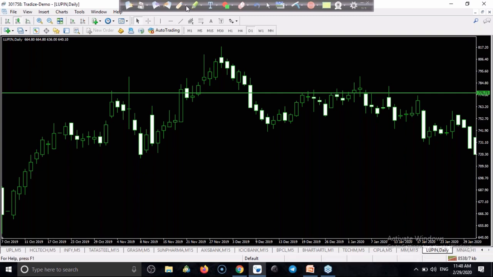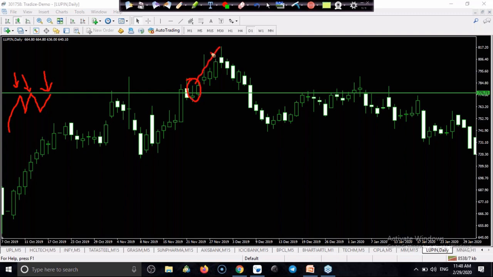Now I can see this is the resistance line, right? We all know this is the resistance line. There were multiple rejections in this area in our previous market behavior. We have seen multiple rejections at this resistance line. Now you can see when price was approaching, when it broke this resistance and continued toward the upside, now you can see how price is approaching.